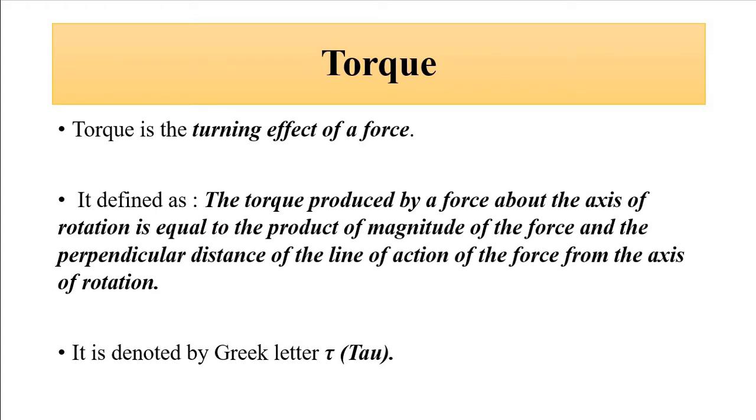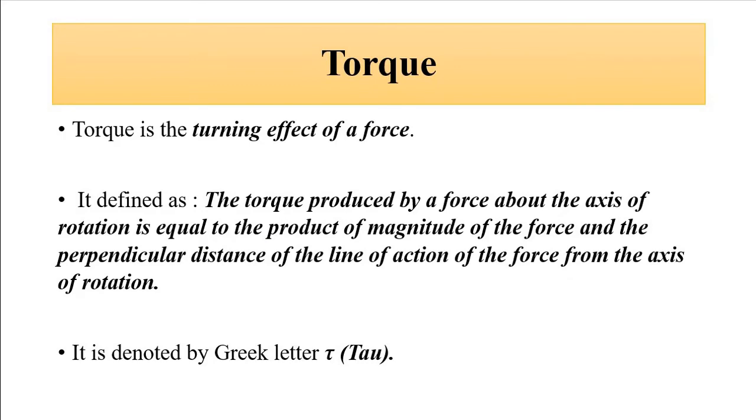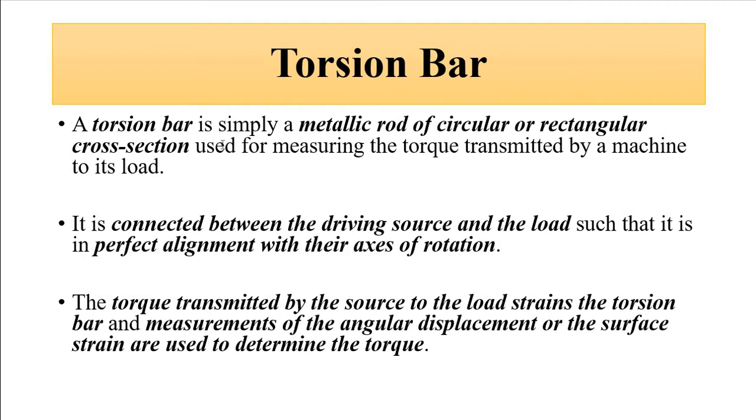So just like that, this is called the torque, the turning effect of a force. It is the product of the magnitude of the force which is applied perpendicularly and that perpendicular distance R from the axis of rotation. Torque is the product of force and perpendicular distance. It is represented by the Greek letter tau. Now coming back to this torsion bar, this is used for the measurement of torque.